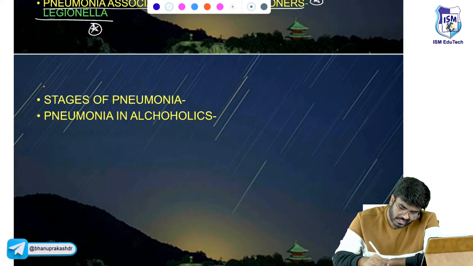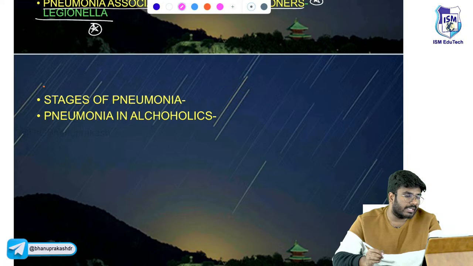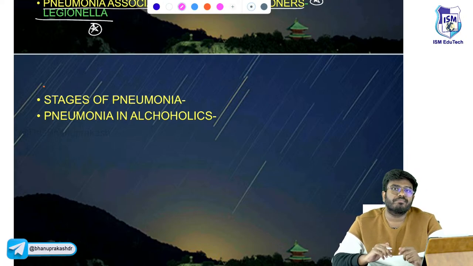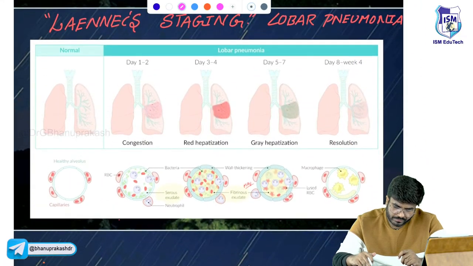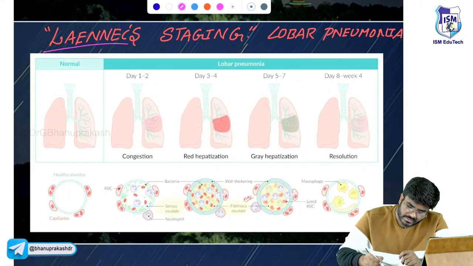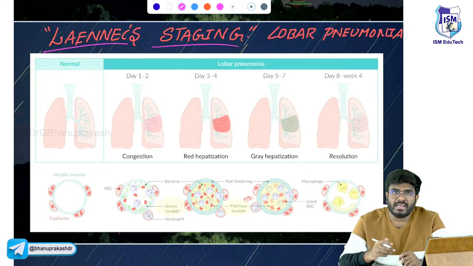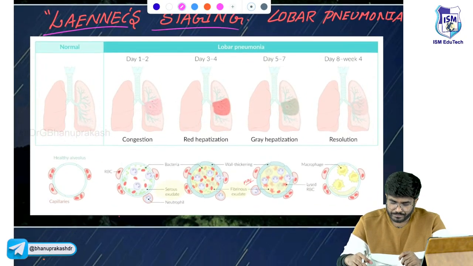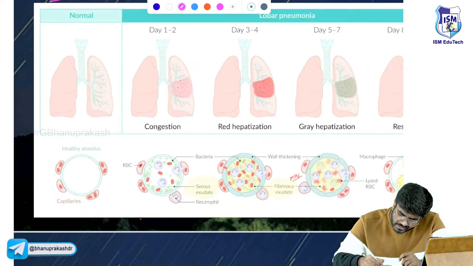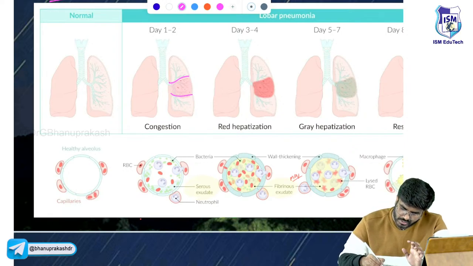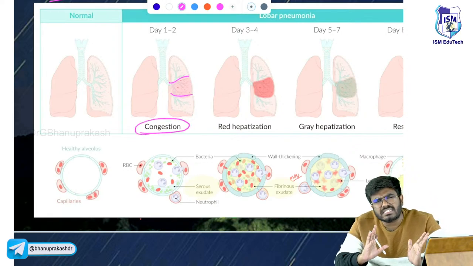Okay. Next, what are the stages in pneumonia? How many stages are there in pneumonia? Very important question, especially for exams. The staging is called Lennox staging, for lobar pneumonia. Now, how many stages are there? This is the normal lung. In the initial stage, you are going to have congestion. The first stage is called congestion. What they will ask in your exam is just the order.